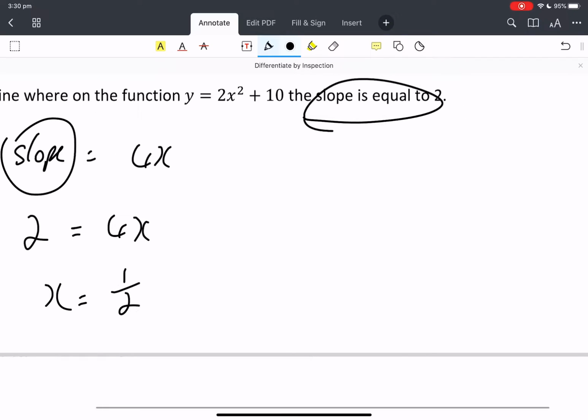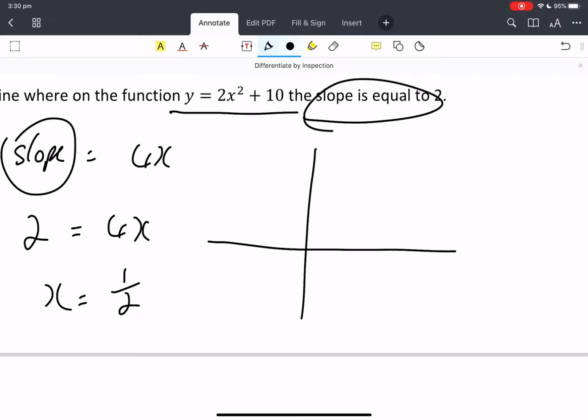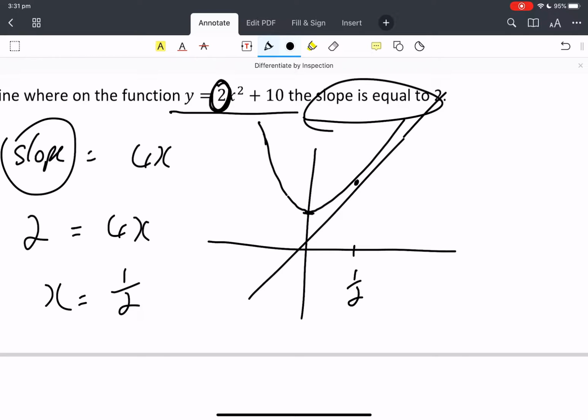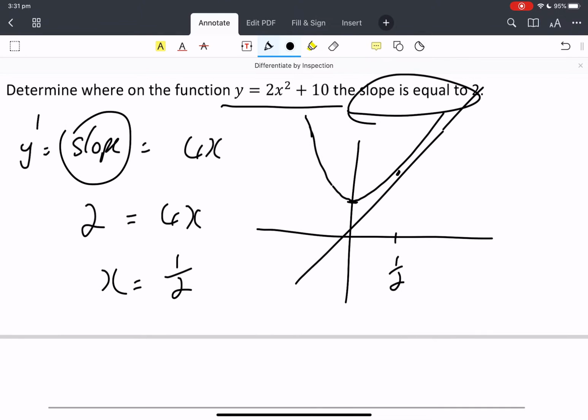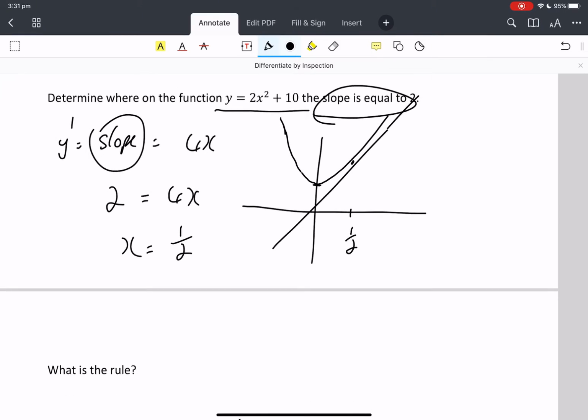What that means is that if I graph this function, and we can all graph that quite easily because it's a nice, happy function about the y-axis, and I'm going to say where x is a half, this thing is actually quite steep. And we're happy with that because that 2 tells me that it's a steep parabola. That's justifying the reasonableness of my answer.